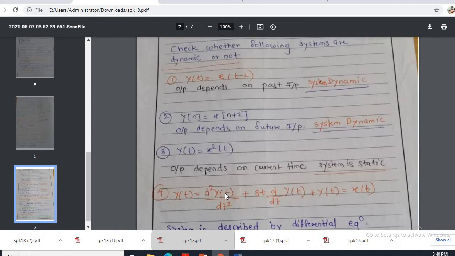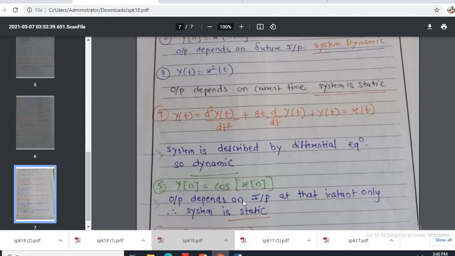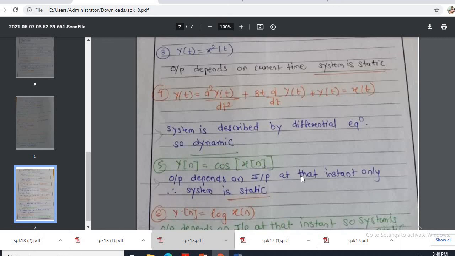Y of t is described by d2y of t by dt square plus 3 d by dt of y of t plus y of t, which is equal to x of t. So the system is described by a differential equation and therefore it is said to be dynamic. If it is y of n equal to cos of x of n, the output depends on input at that instant only, and whatever is the value of n, its value will be written as output. So therefore it is a pure static system.